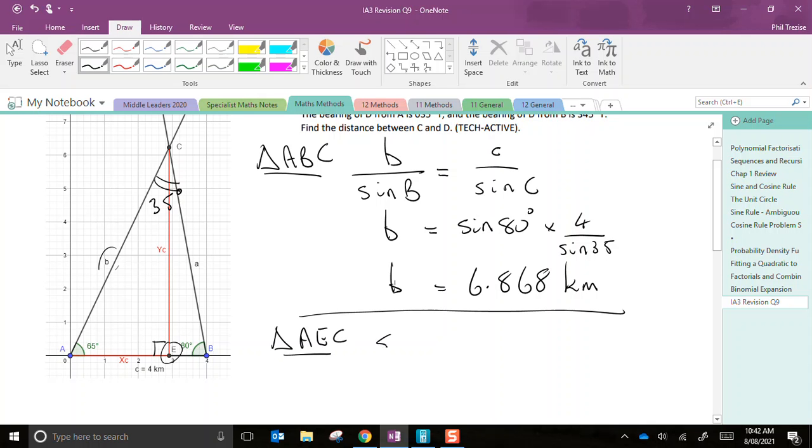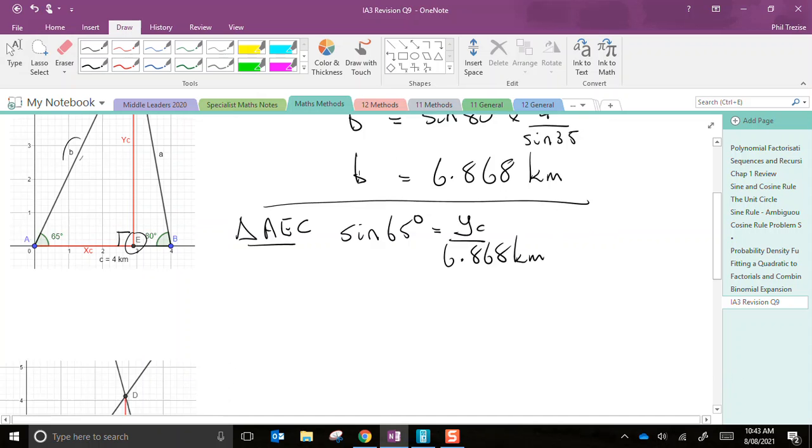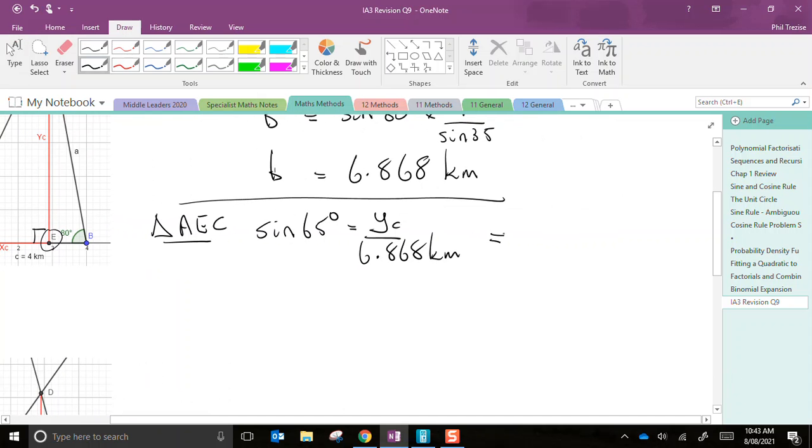So the sine of 65 degrees would be the y coordinate divided by b. So that's the y coordinate of point C, and b was this 6.868 kilometres. Now, a little bit of working later. I'm trying to save a bit of time here, so I won't show every last step. A little bit of working later, we get that the y coordinate is 6.224 kilometres.